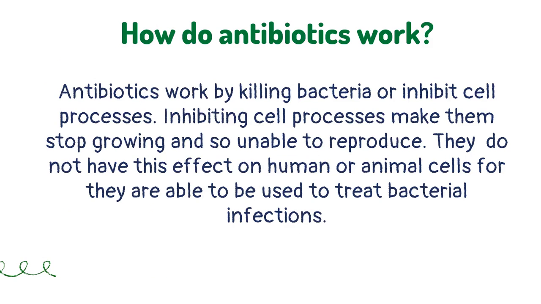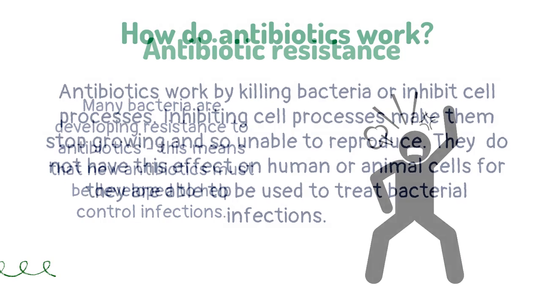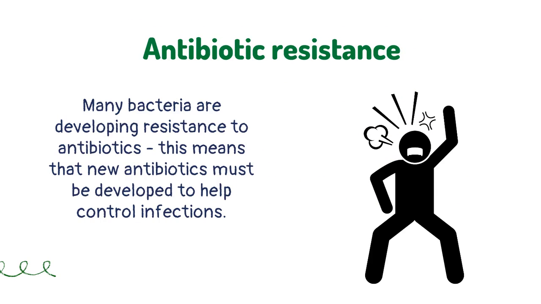Antibiotics work by killing bacteria or inhibiting cell processes. Inhibiting cell processes makes them stop growing and so unable to reproduce. They do not have this effect on human or animal cells, so they are able to be used to treat bacterial infections. Many bacteria are developing resistance to antibiotics. This means that new antibiotics must be developed to help control infections.